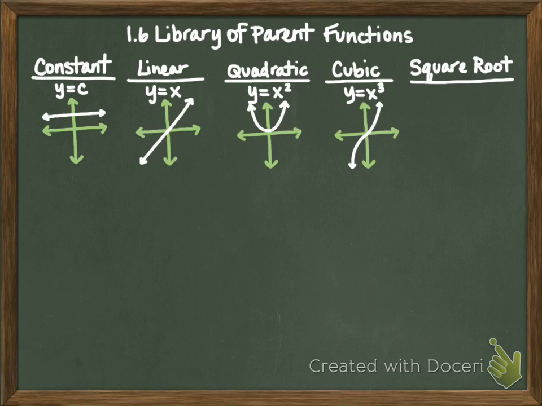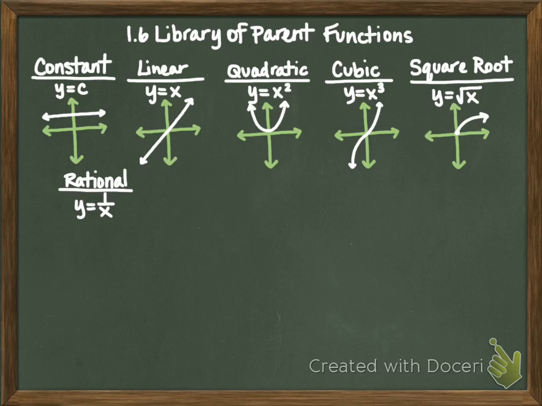Next is a square root function, y equals the square root of x. The square root function will always start at a point and go up and over or down and over, and it will continue going on one side, but it will always start at a point somewhere.